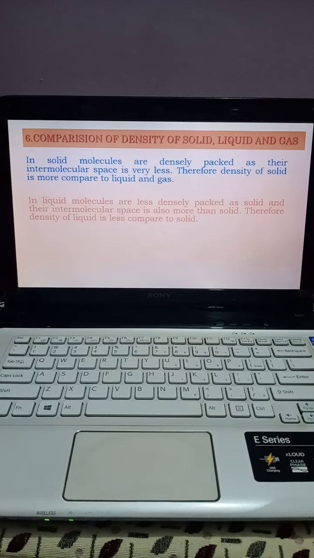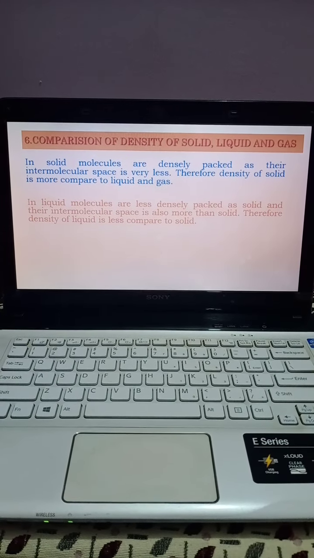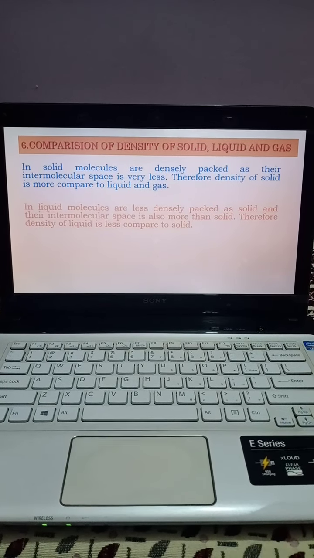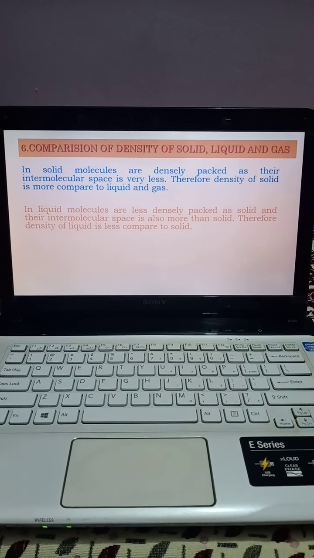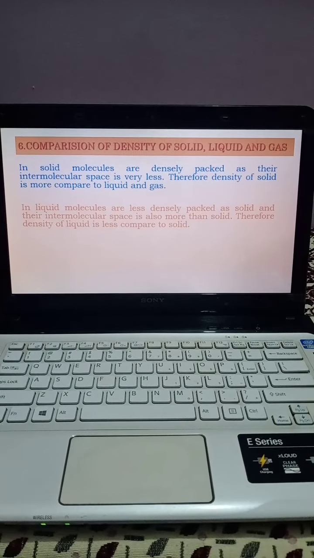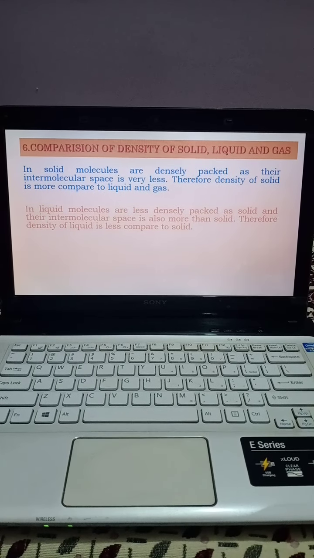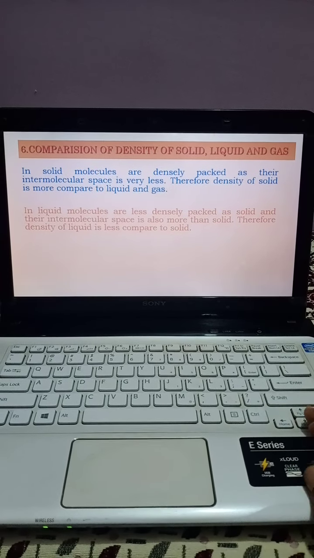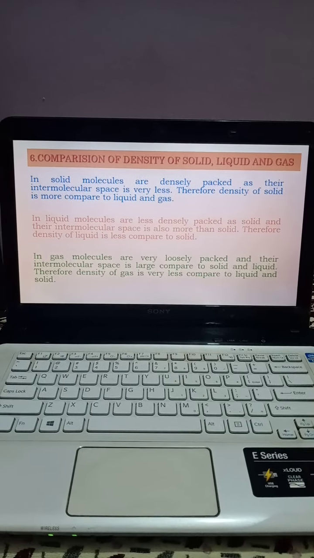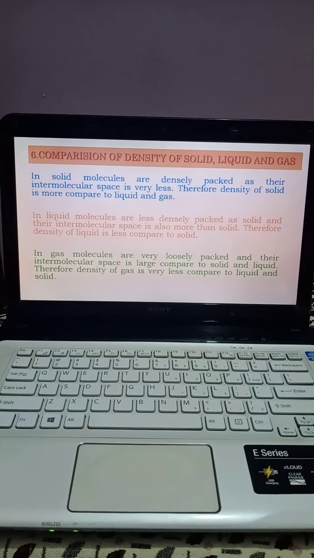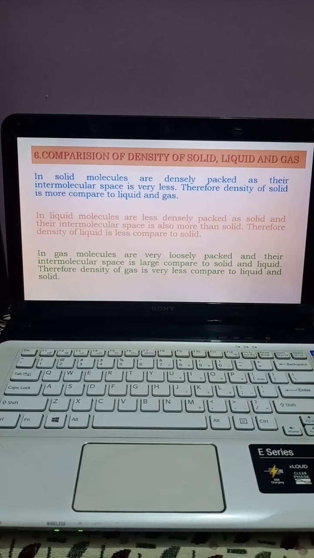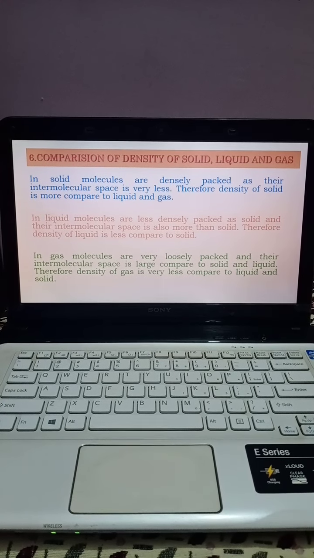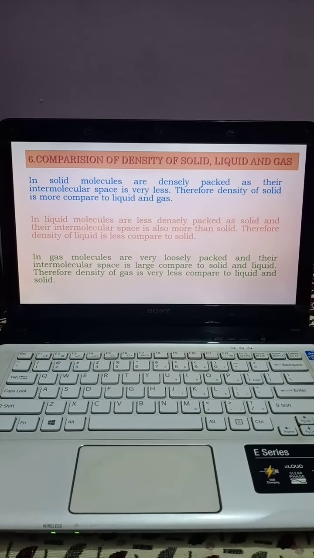Then in a case of liquid, it is less densely packed, meaning that intermolecular space is more as compared to solid and less as compared to gas. So because of this, density of the liquid is less as compared to solid. Next, about the gas. In a case of gas, molecules are very loosely packed in comparison to solid and liquid. Therefore, its density is going to decrease as compared to solid and liquid.